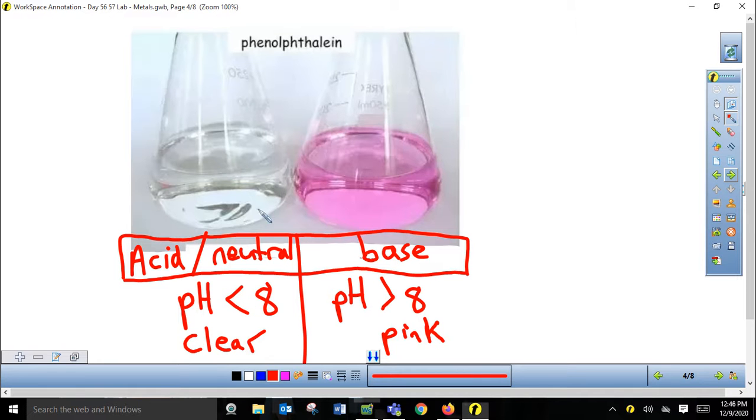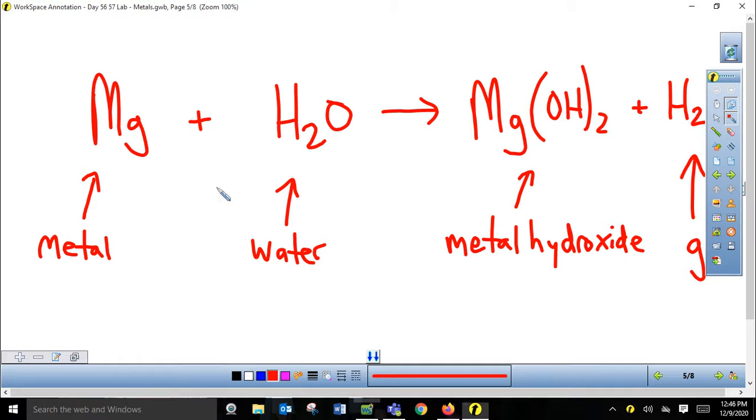So right here we have a flask. There's a chemical in here that has a pH of less than 8, and phenolphthalein has a clear color. You can't see it. However, once that pH goes above 8 and it turns basic, it's going to turn pink. And as the pH goes up, it'll get a deeper and deeper pink color. Here's an example of magnesium. If it reacts with water, the magnesium would link up with an oxygen and a hydrogen from 2 different water molecules, and that would make a chemical called magnesium hydroxide.